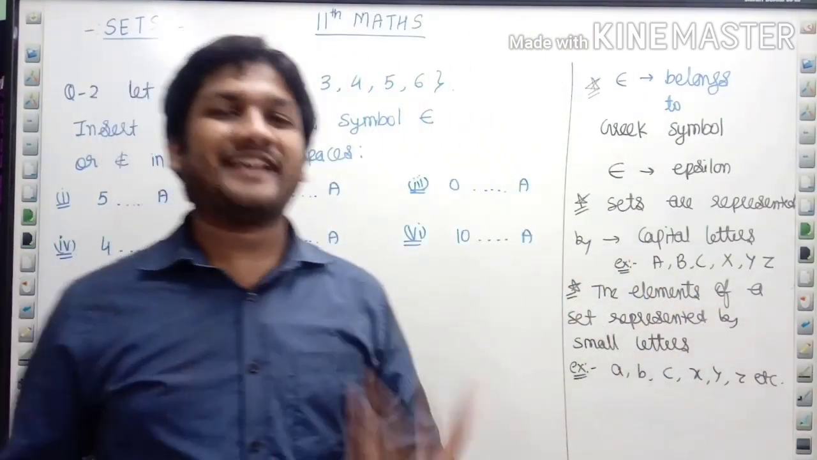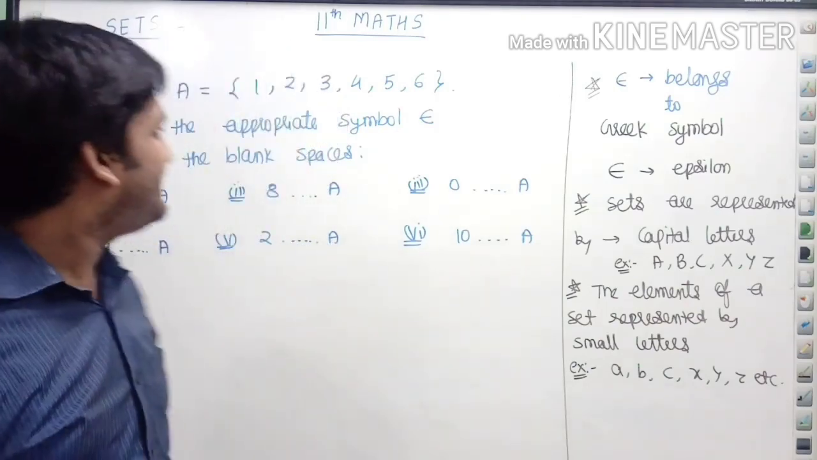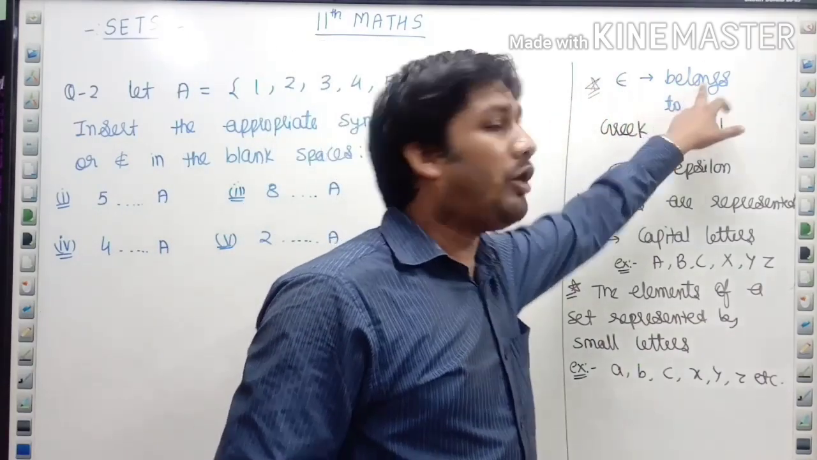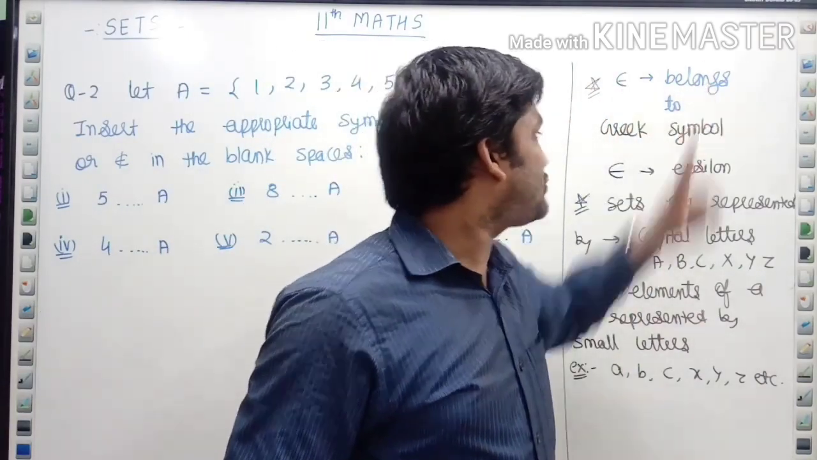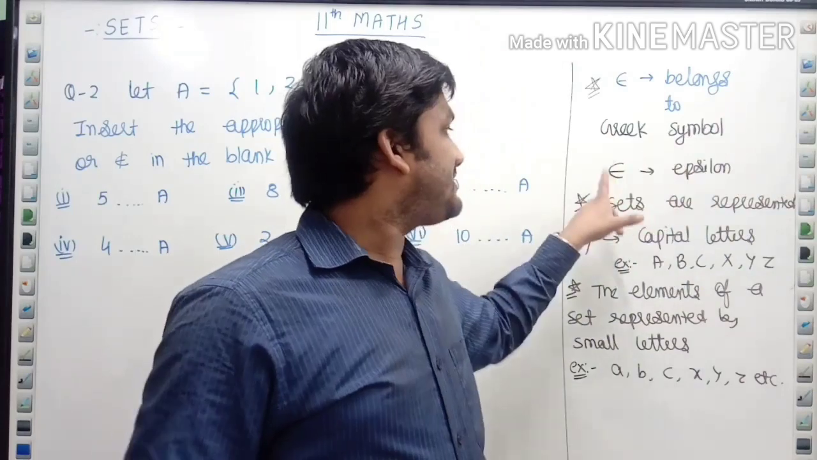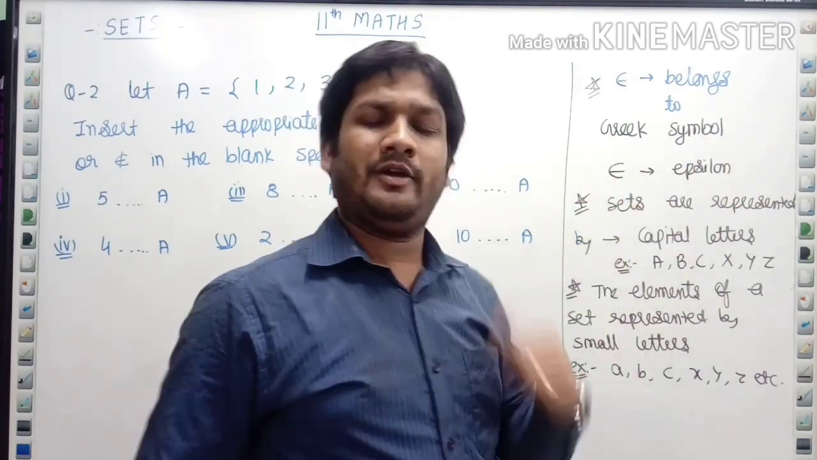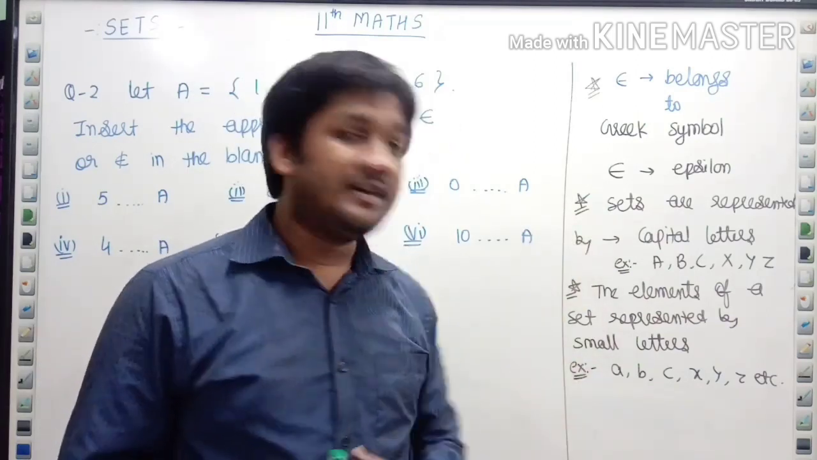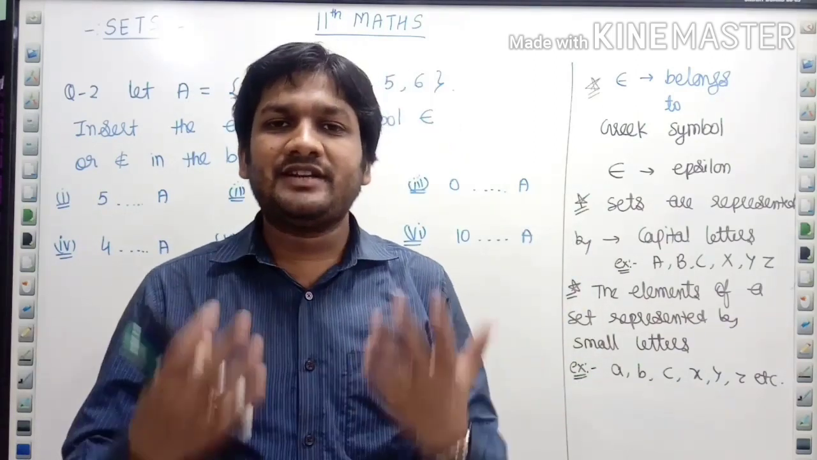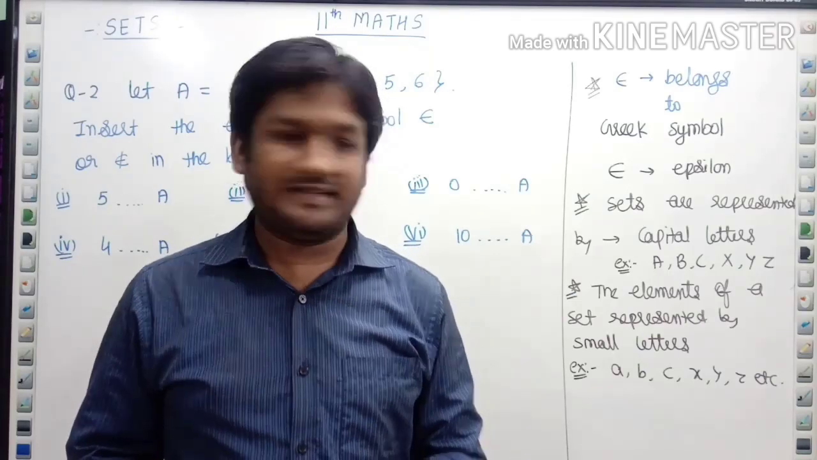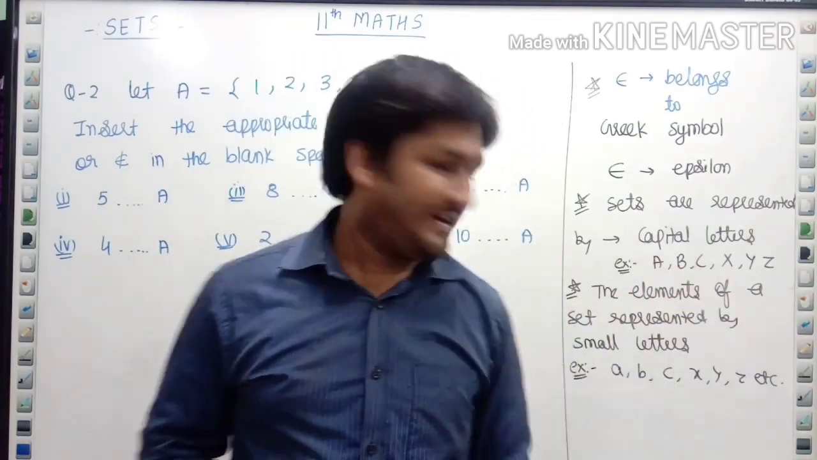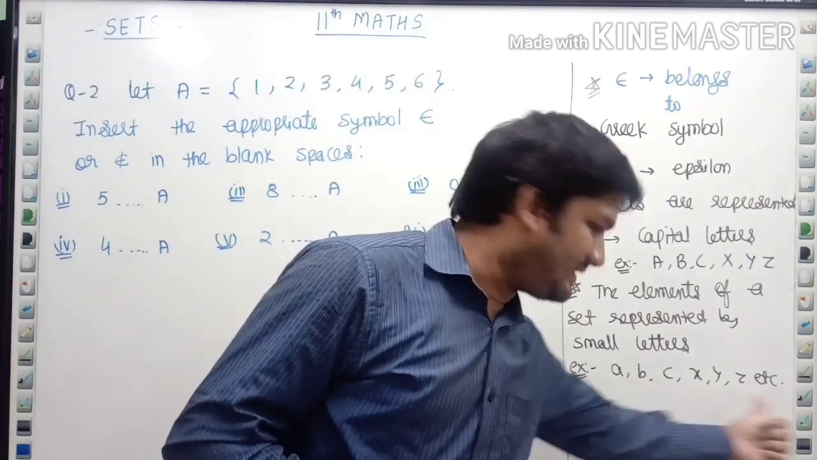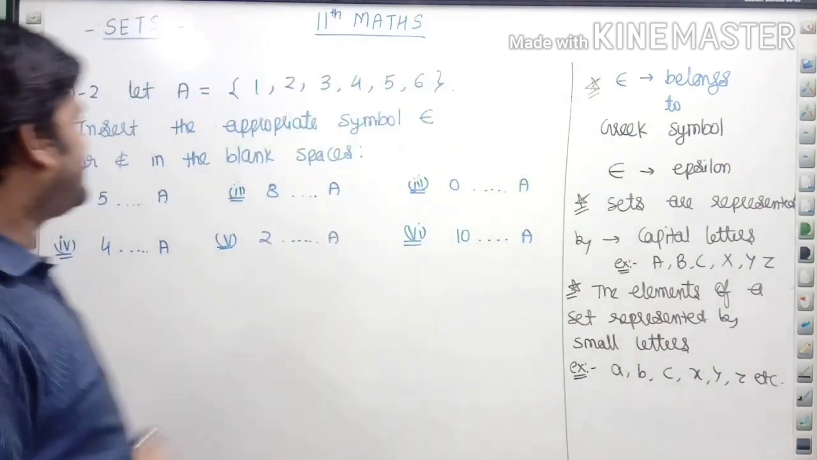Now before starting the second question, we'll first understand the symbol epsilon. The symbol means belongs to. It is a Greek symbol. It is read as epsilon also. Epsilon, belongs to, as you wish. One more addition I have written here. When we write a set, we generally write a set by capital letters like A, B, C, X, Y, Z. And the elements of a set are represented by small letters. You can see.